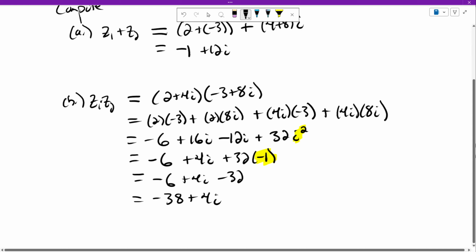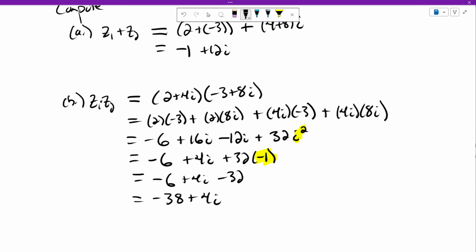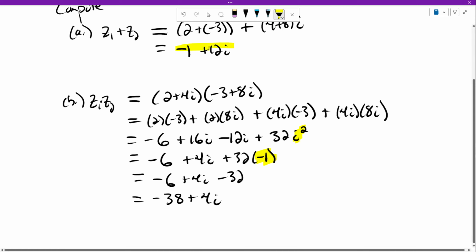And so again, we've written it as a number plus a number times i, and that is what it means to compute the product, is to have something of that form. So z1 plus z2 is here, negative 1 plus 12i, and z1 times z2 is here, negative 38 plus 4i.